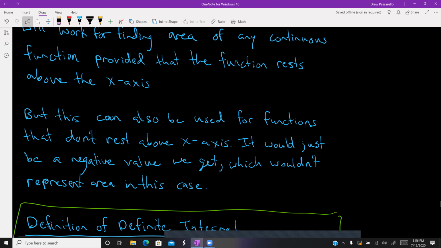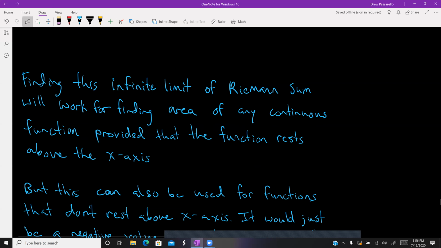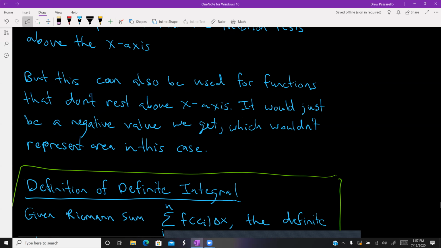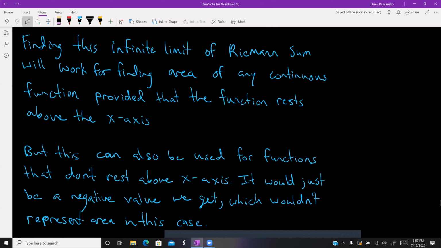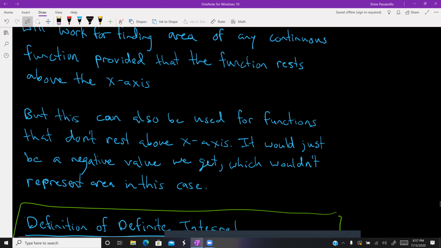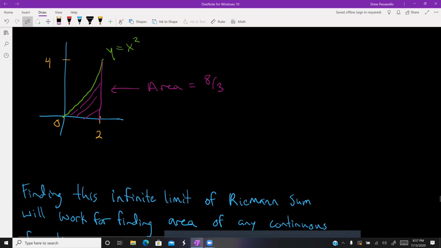But you can also use this infinite limit of Riemann sums to find the value you would get if the function rests below the x-axis. Now, if the function doesn't rest above the x-axis, you would just get a negative value. And since it's negative, that wouldn't represent area. In our case, it rests above the x-axis, so it did represent area.